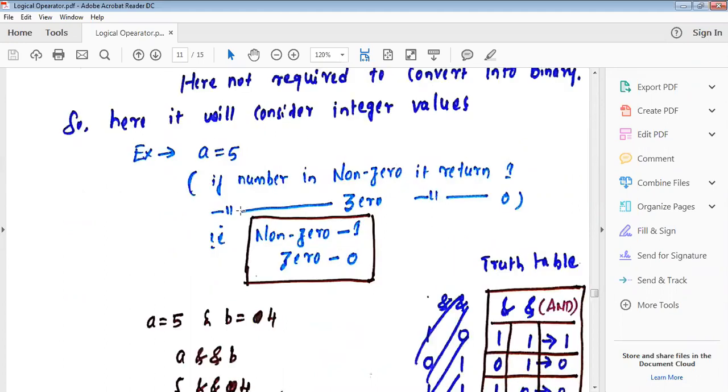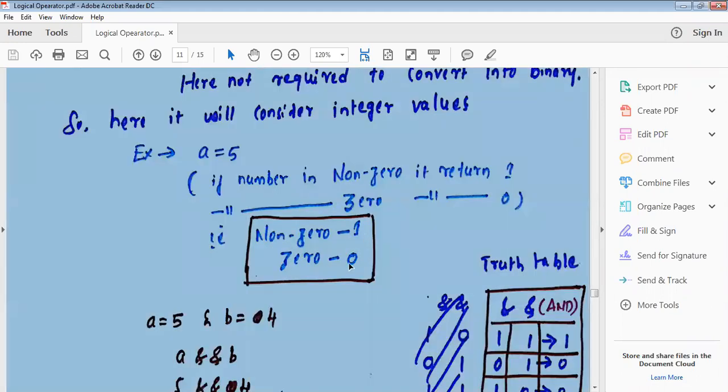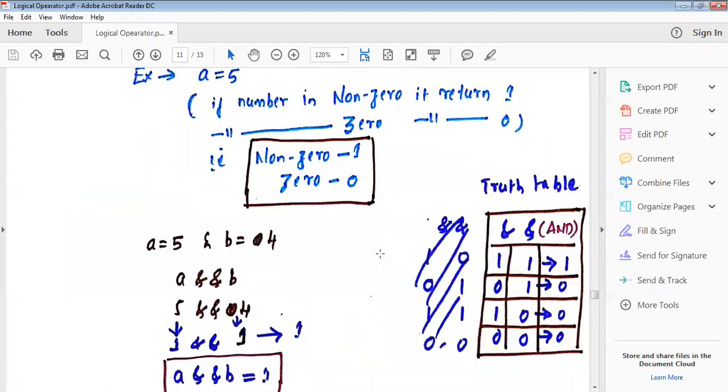So you note this one. Non-zero returns 1, 0 returns 0. So the truth table is the same. You apply the same truth table.